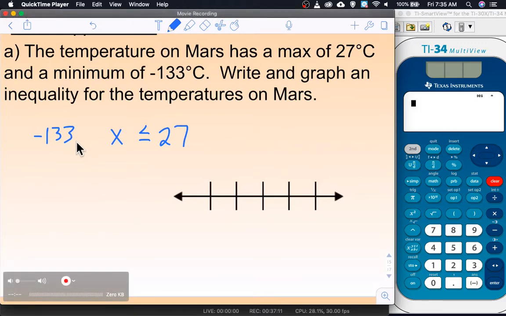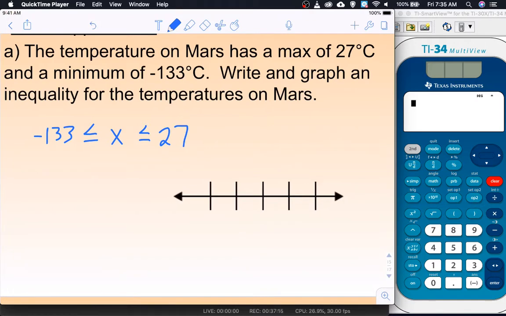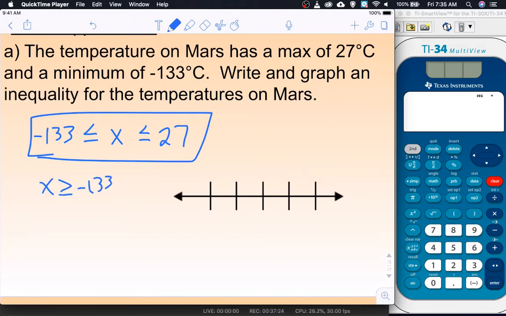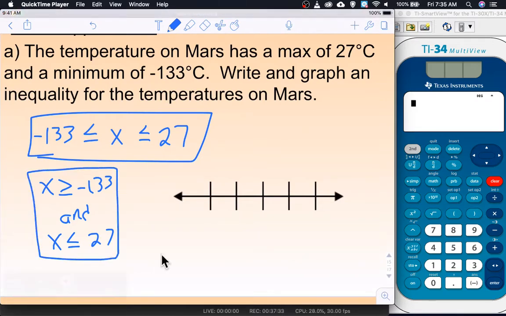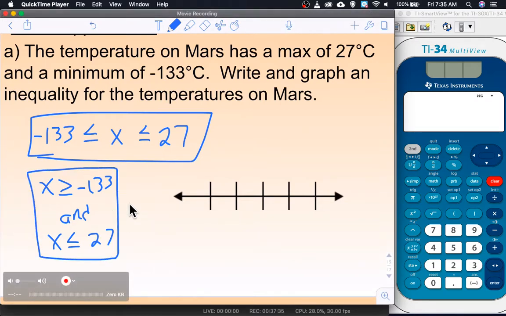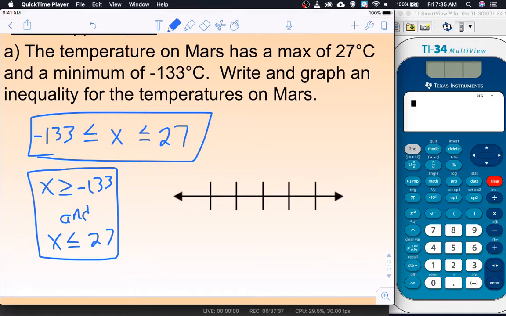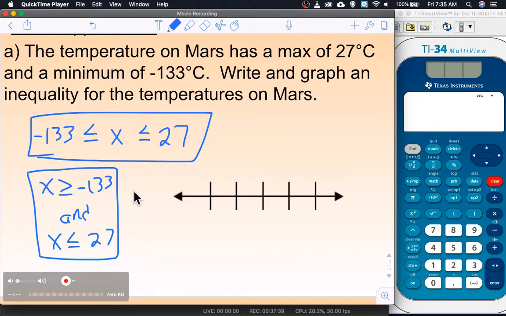And the minimum is negative 133, so that it could be equal to that. That would be the compound inequality. Or if you wrote it like this, x is greater than or equal to negative 133, and x is less than or equal to 27. These are the same. The top one's just mathematically better than the other one. As far as what mathematicians would use, it's mathematically the same, but we like this one better.